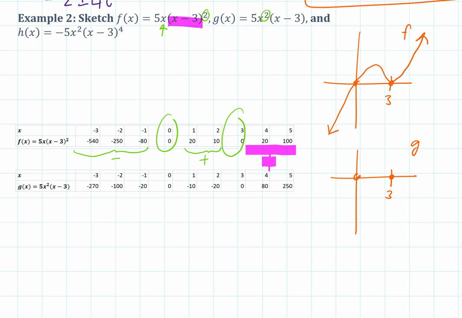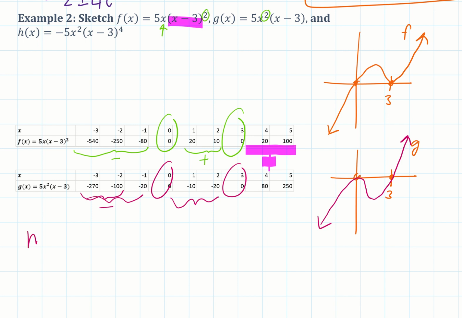Whereas g looks a little bit different. G has negative y values, then it's got the same roots, but g has negative y values again after the root at 0. So g is going to functionally bounce off of the x-axis at the root 0 and then cross through the x-axis at the root 3. This is because of multiplicities.